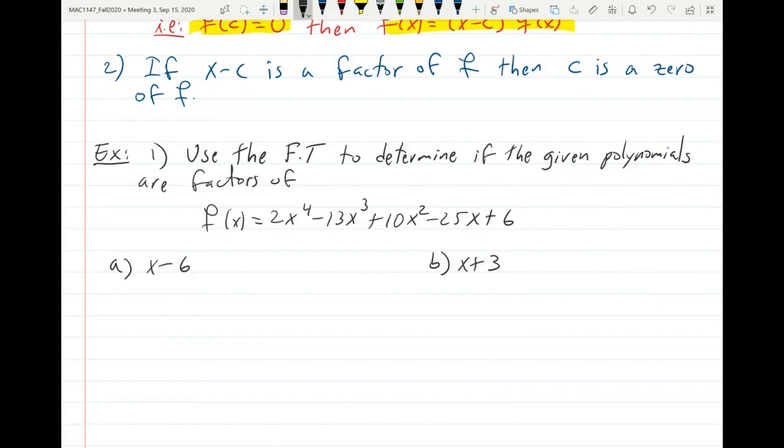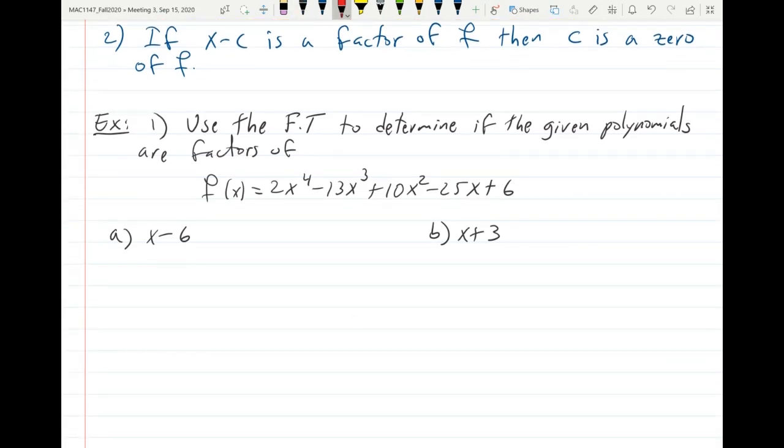Okay. All right, so let's look at x minus 6 first. We want to figure out whether x minus 6 is a factor or not of the function f, meaning whether we can write that as x minus 6 times something or not. And according to the factor theorem, all we have to do is verify whether 6 is a 0 of the polynomial or not. Okay, and we can do that pretty quickly by dividing. So I'm going to divide by x minus 6. So let's do a quick synthetic division here.